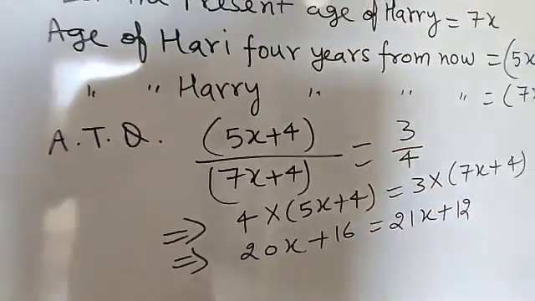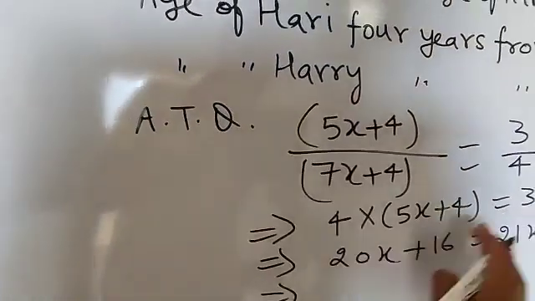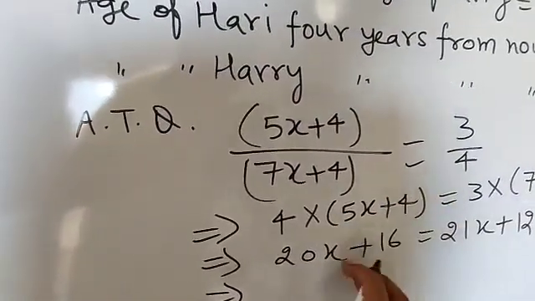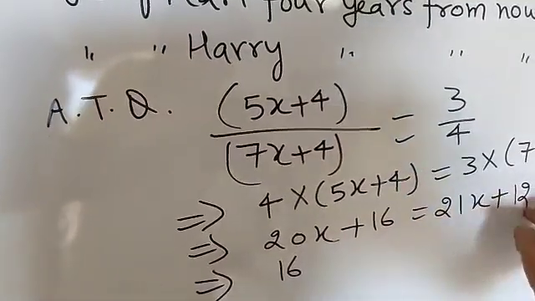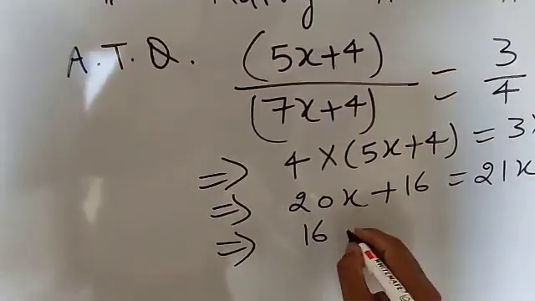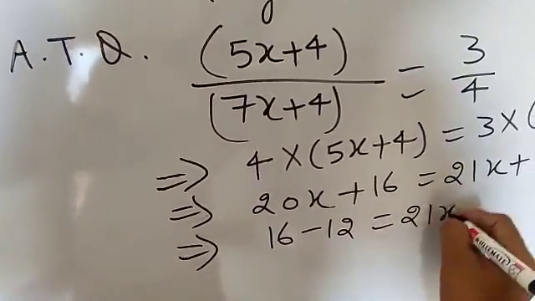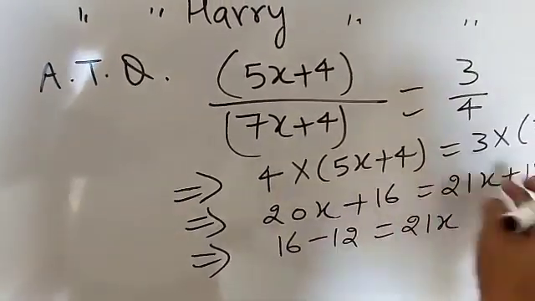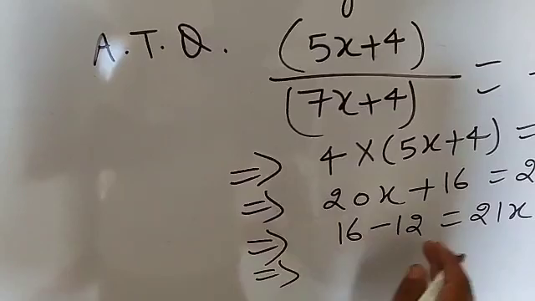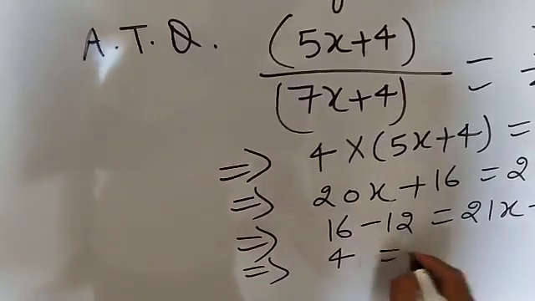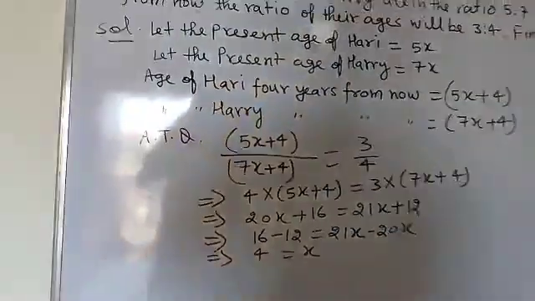Now transfer the variable term to one side and the numerical value to the other side. So I am going to transfer 20x to this side and 12 to the left side. So it can be written as 16 as it is and 12 is transferred to the left, so it will be 16 minus 12. And here it is 21x already, and 20x is transferred to that side, minus 20x. So 16 minus 12, that is 4, equal to 21x minus 20x, that is x. So here you got the value of x is 4.